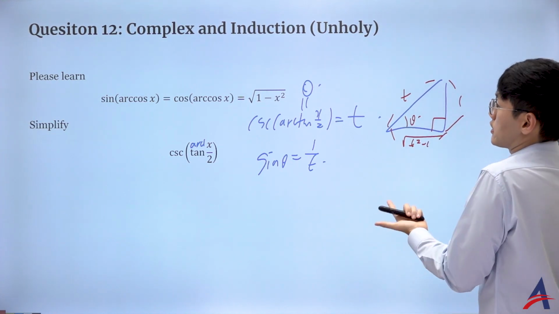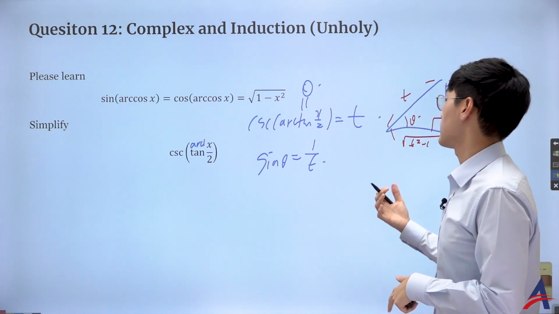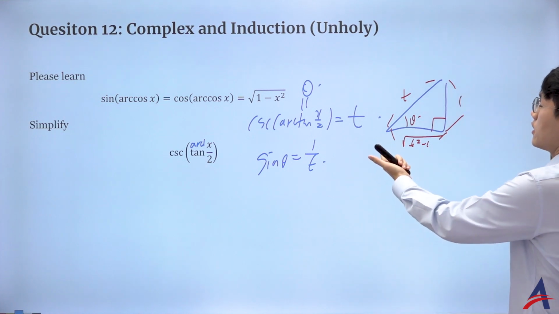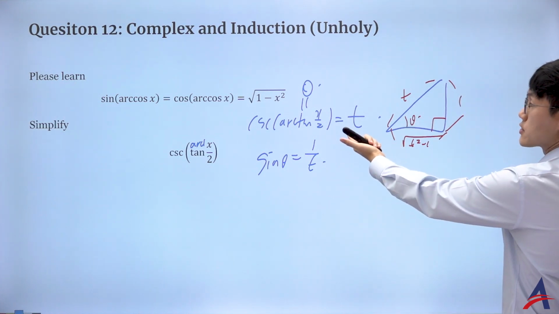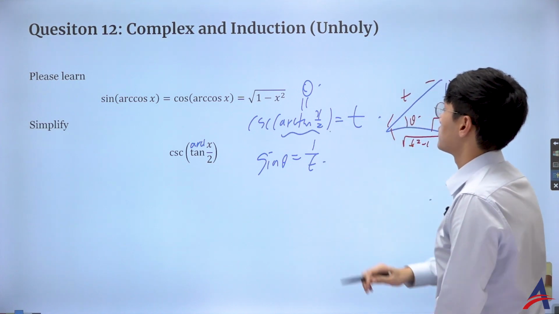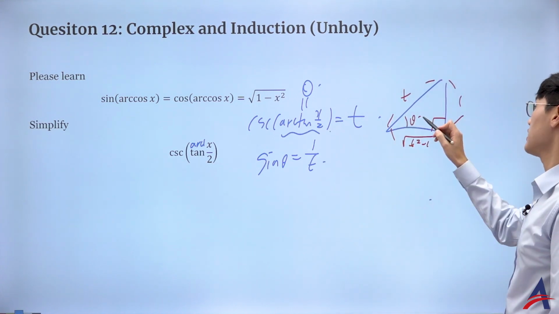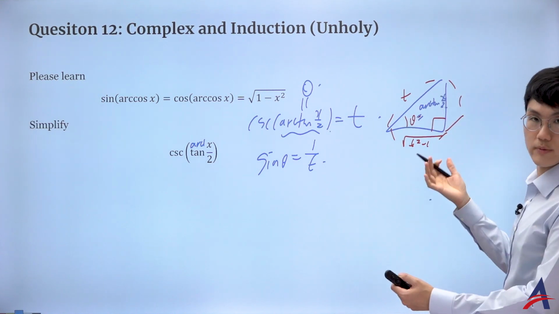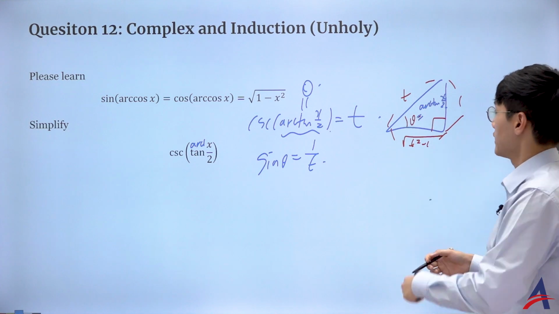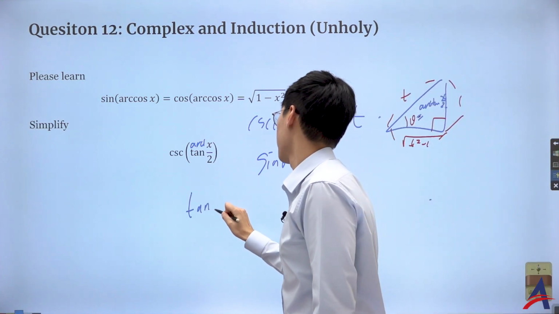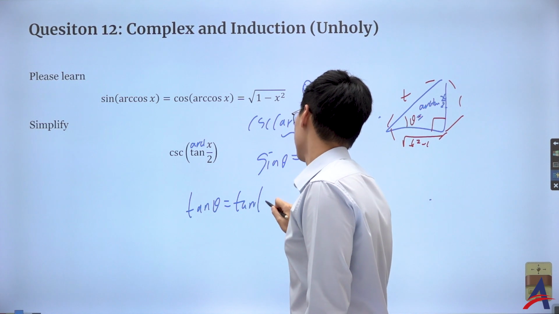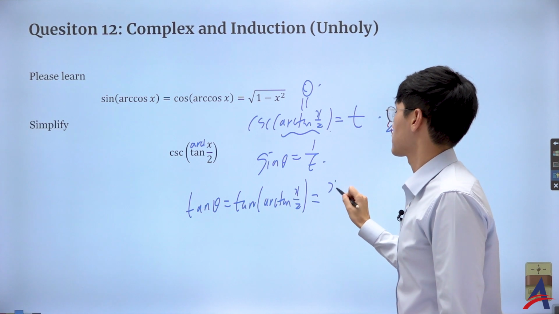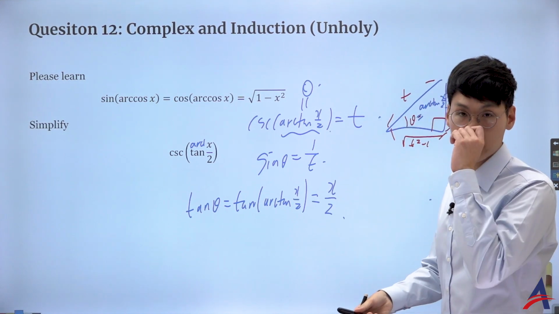That is great. But here's the thing: I want to get it in terms of x. So who do you want to composite by? This theta was the arctangent of x over 2, so it's probably better to composite by the tangent, isn't it? So if I do tangent theta, which is tangent of arctangent of x over 2, it will be simply x over 2, because it's a function composition with the inverse function.